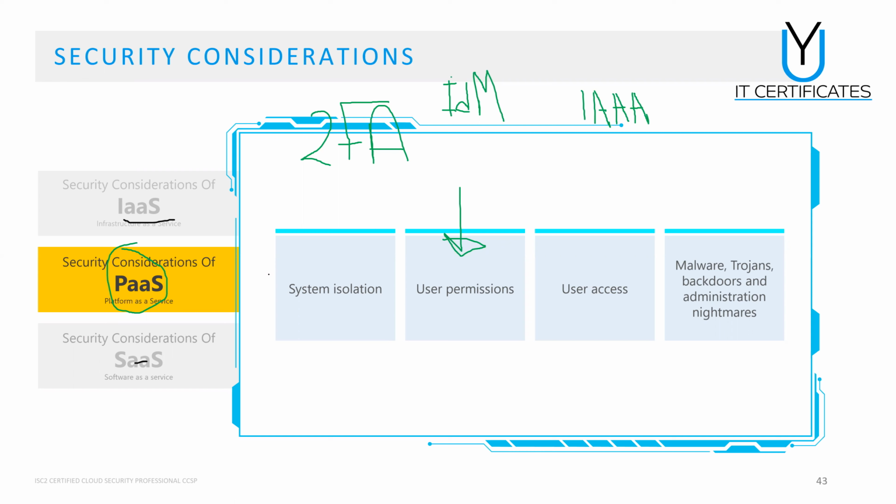Finally, malware, trojans, backdoors, and administration nightmares. I think this is very important. Malware and trojans, I think you are familiar with that. These are software that can be installed with good intention or bad intention, and they allow the hacker to take control over a PC or a desktop or a server or whatever. But the most important point as a developer which I want to highlight here is the backdoors. What are backdoors? Usually when you are a developer and you develop a new application and there is a problem in the application, you want to have quick access to the code, make some changes, then publish the application to the user, so they will be able to access the data.